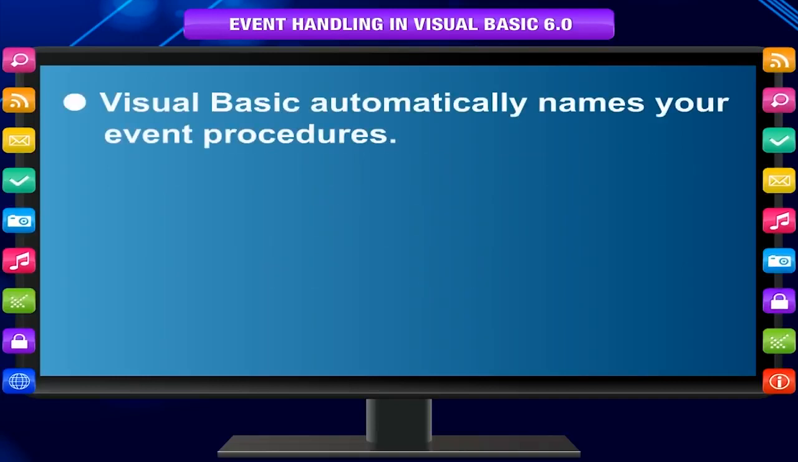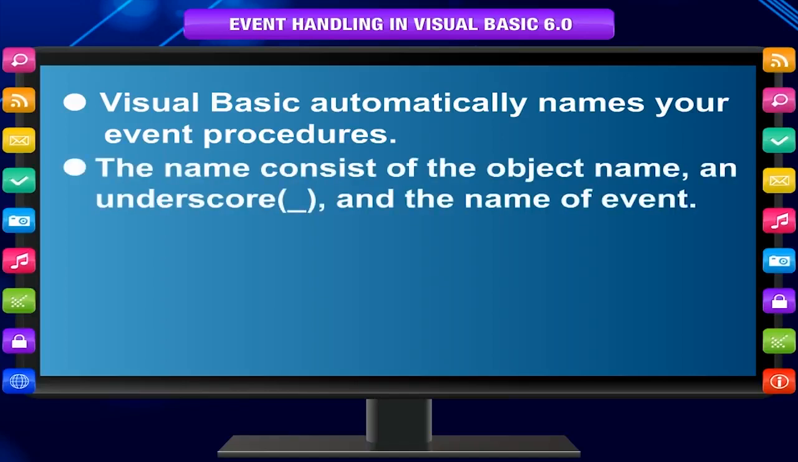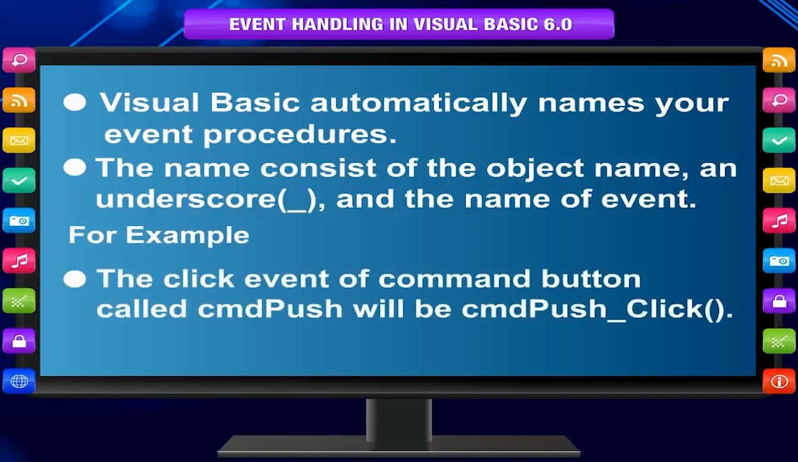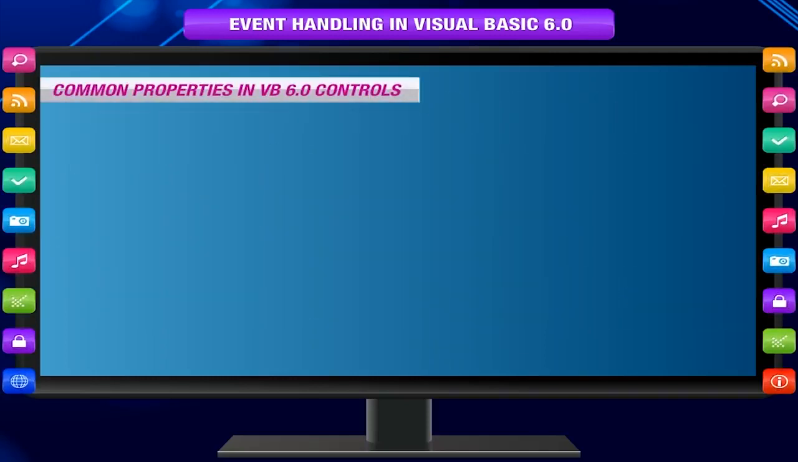Visual Basic automatically names your event procedures. The name consists of the object name, an underscore, and the name of the event. For example, the click event of a command button called cmdPush will be cmdPush_Click(). Common properties in VB 6.0 controls.